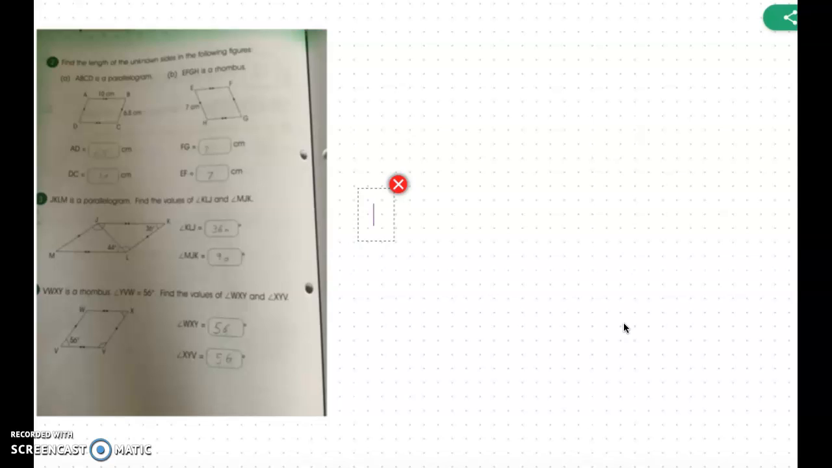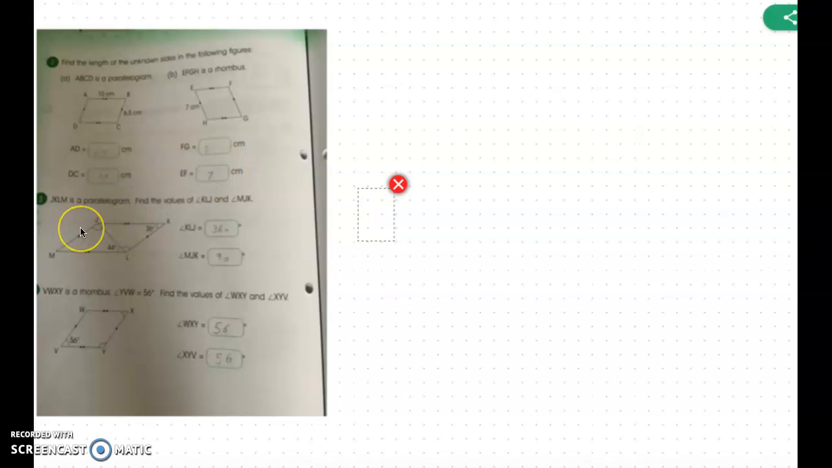Okay. Now I will not explain number 2 because it's easy. It's talking about the parallel sides. You know, parallelogram: the opposite sides are parallel and then they are equal, right? In parallelogram, in rhombus, all the sides are equal. So you can answer them.